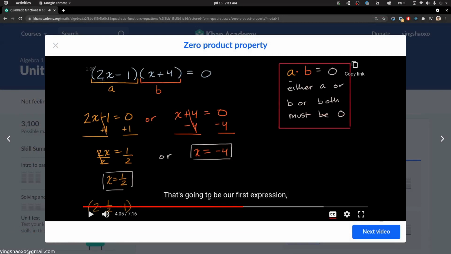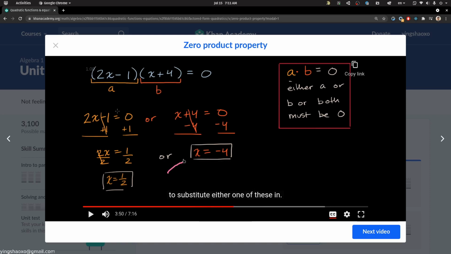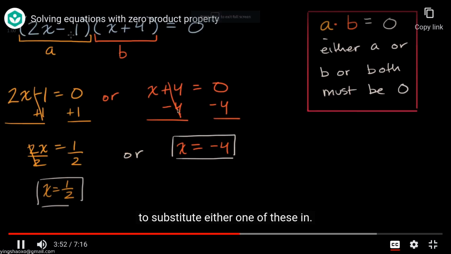We just learned about another sentence, which is to substitute one into another. It means use the first one to replace the other one. So this sentence, let me repeat it again. To substitute this one into this expression. To substitute either one of these in.